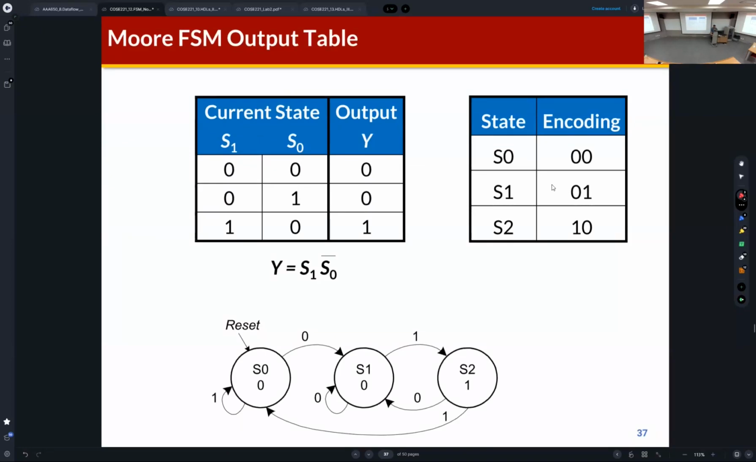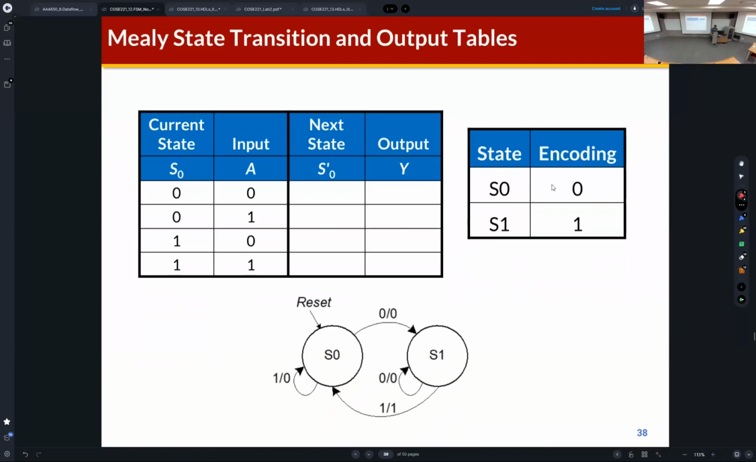Then also in the Moore FSM, the output Y is determined by the current state only. The output is 0 for the states 00 and 01, and it becomes 1 for state 10. So we can design the output logic. Okay. So this is the Moore FSM, but the Mealy FSM.